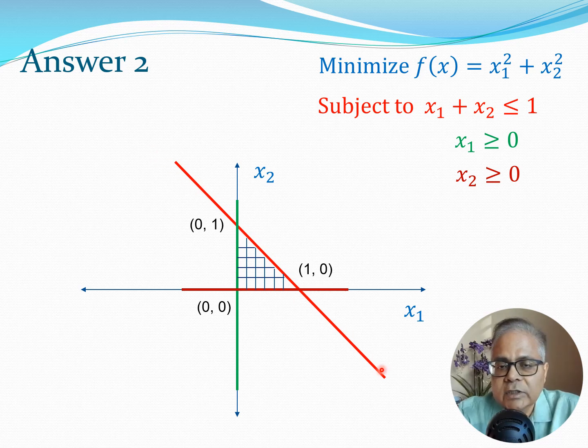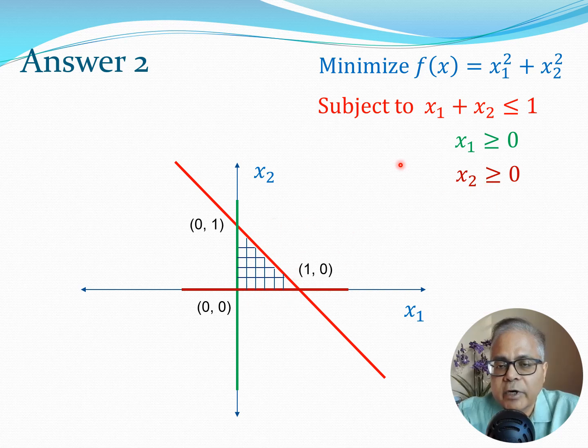So essentially this red line is the equation x1 plus x2 equal to 1. Now the points which are less than or equal to 1 are going to be below this particular line here. Now there are two more constraints here. x1 greater than or equal to 0 gives me the points on this side, and x2 greater than or equal to 0 gives the points on this side.